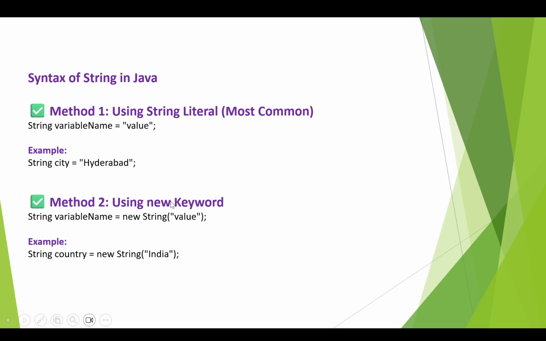Both work the same, but string literal is more recommended because it saves memory. In real life projects also, we work mostly with string literals. And we have the examples here. For string literal, this is the example: we have the String keyword, this is the variable name, and this is the actual value. And using the new keyword, this is the example, this is our actual value, and this is the variable name.